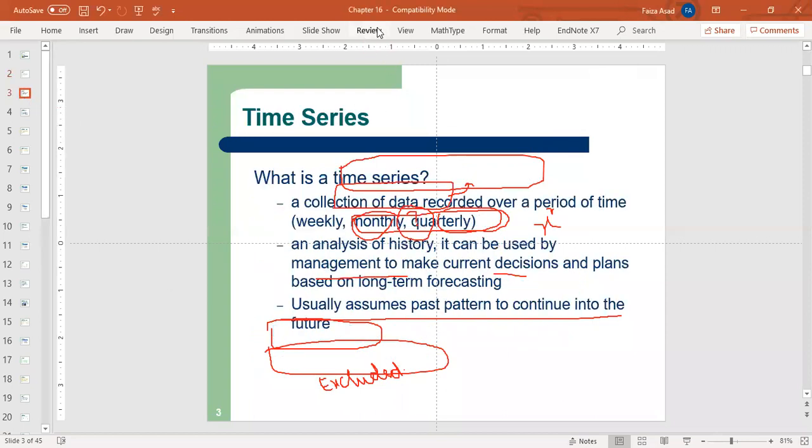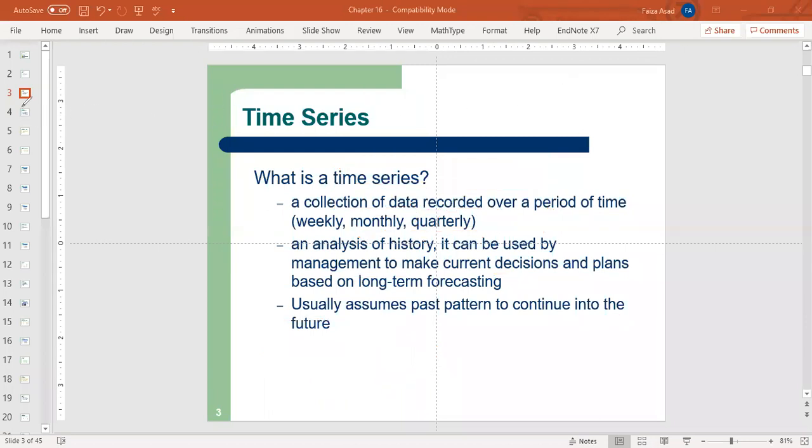Let me clear the drawings first. It looks messy. So, the time series, what is the time series? A collection of data recorded over a period of time. That is basically weekly, monthly, quarterly, or it can be yearly.